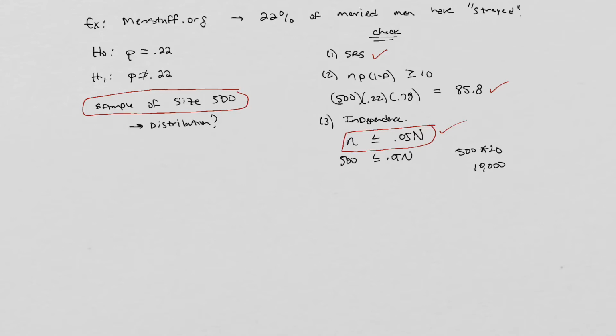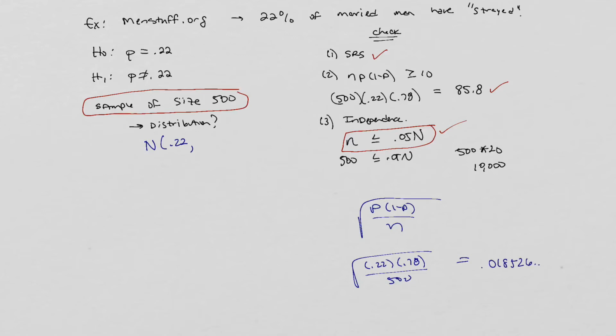So based on these checks, the distribution for the samples of size 500 is going to be approximately normal with a mean of 0.22, and the standard deviation, if you remember, is the square root of p times 1 minus p over n. In this case, that's 0.22 times 0.78 over 500. If we take the square root of that, we get something like 0.018526. It kind of keeps on going.